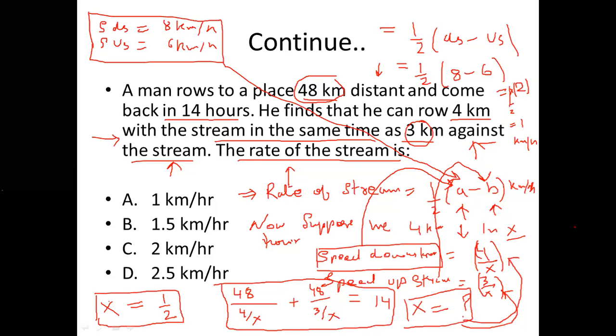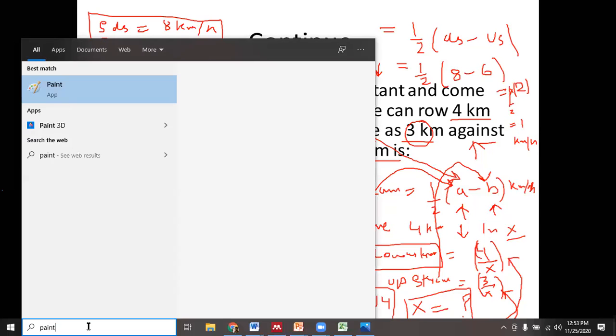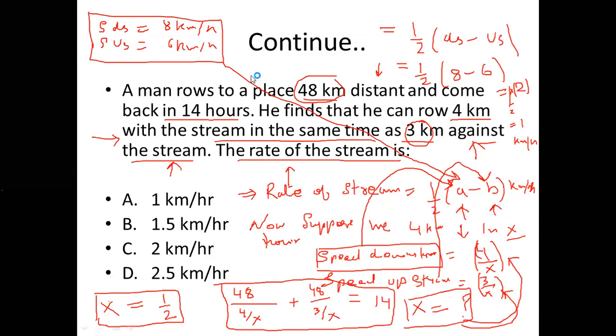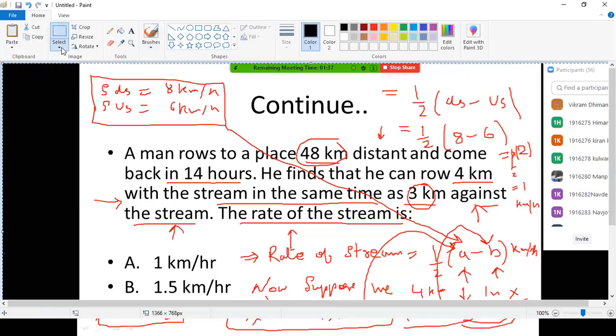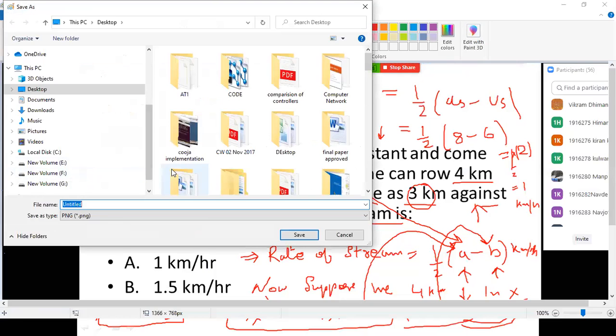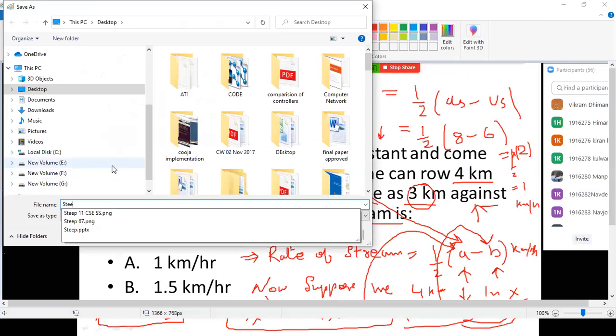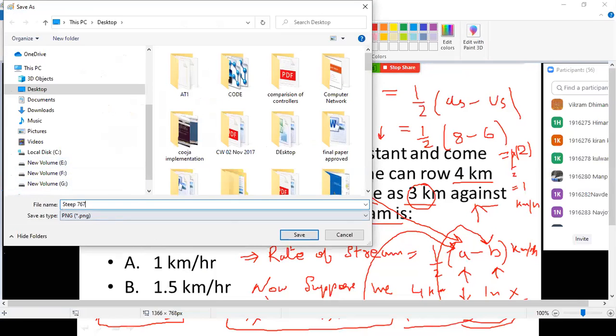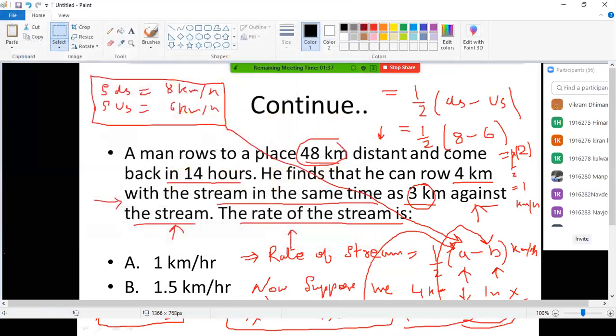Yes class, is it clear? It is very simple. Himanish, is it clear? Sir, please repeat once, remember this formula. What do you want to repeat? Which part do you want to repeat, sir?